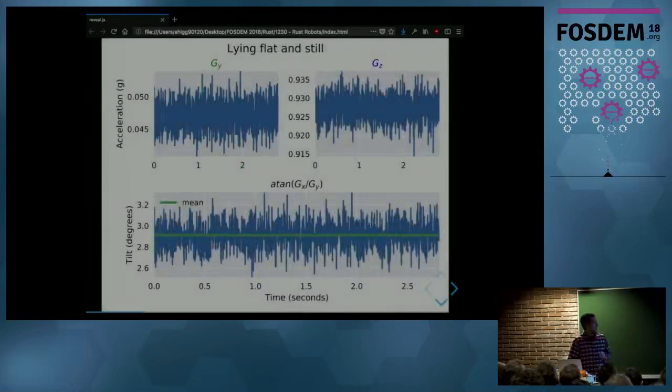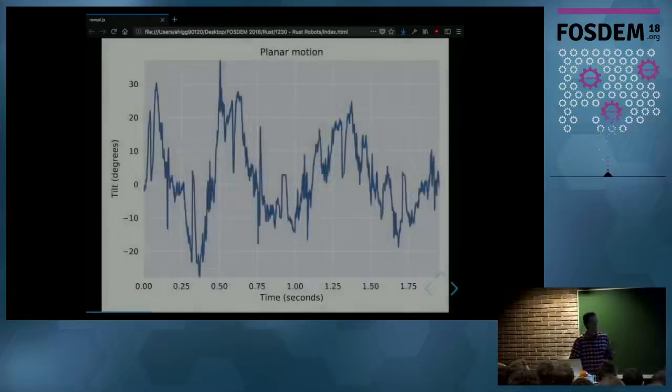Let's see how that works out in practice. This is data collected from the accelerometer when it's horizontal and not moving. On the top, you see the acceleration across the Y and Z axes, and the data is noisy. At the bottom, you see the arctangent formula from before, and that's going to be the tilt angle. The angle is around 2.9 degrees, and that makes sense since the sensor is horizontal, it should be near 0. Now, what happens if I start moving the accelerometer?